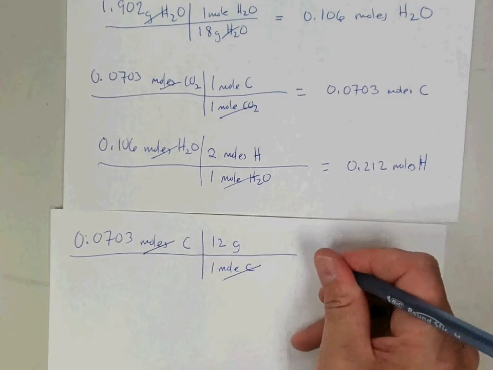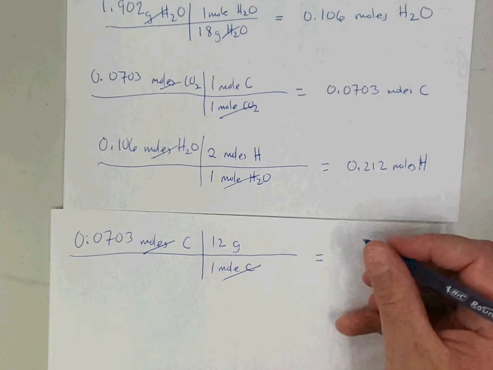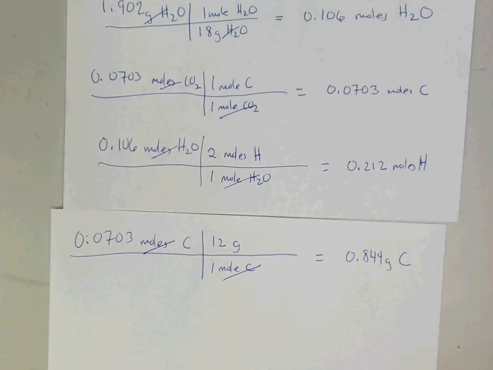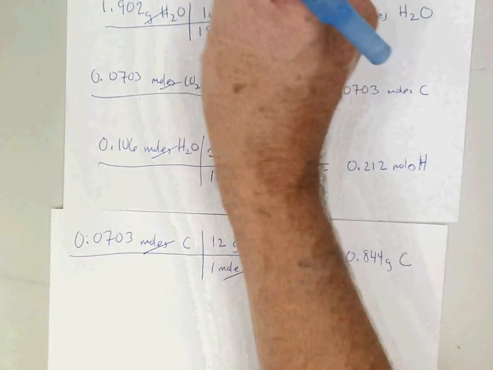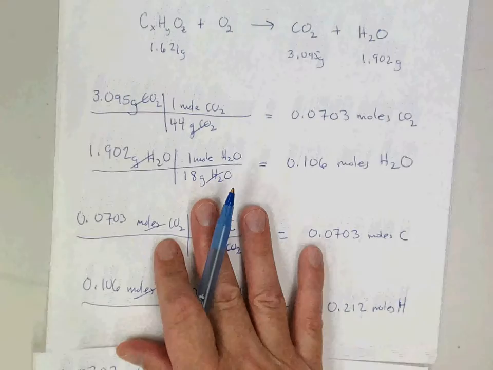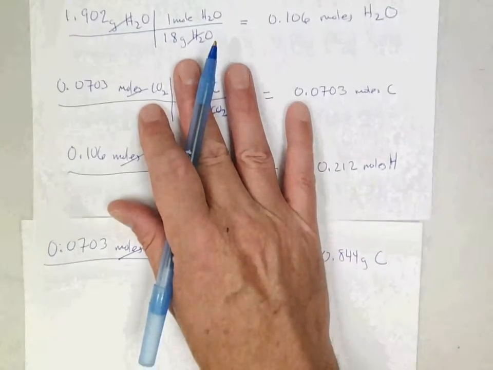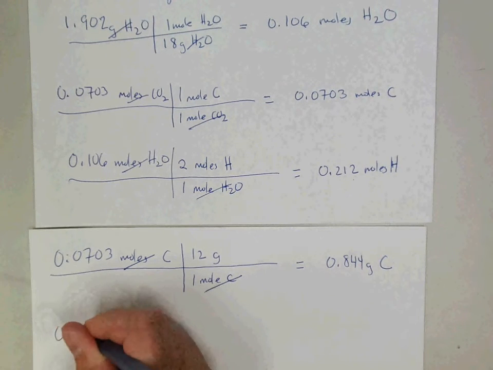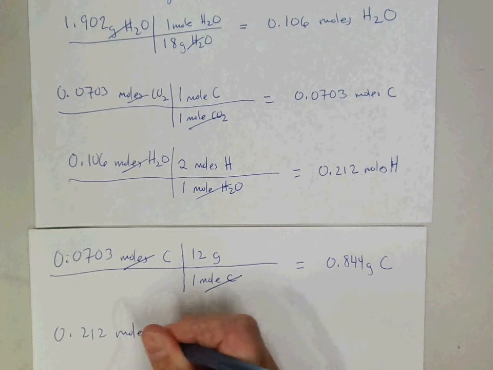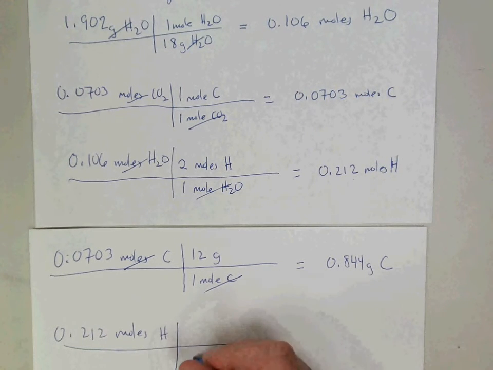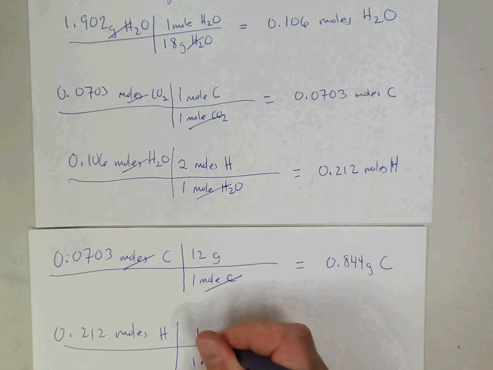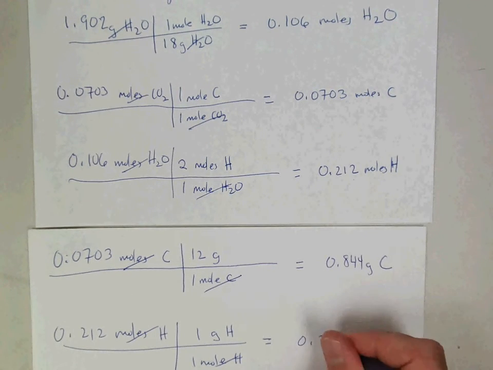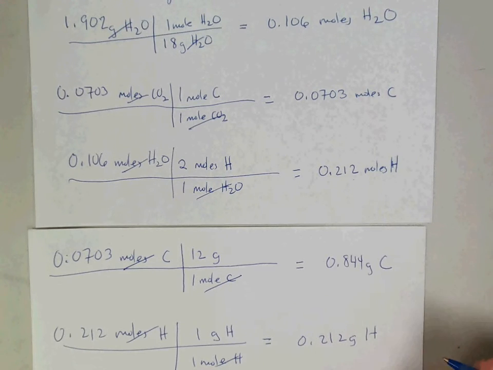So this number times 12 is equal to 0.844 grams of carbon. That's how much carbon contributed to this 1.621 grams of my total sample. So I'm going to do the same thing with the hydrogen. 0.212 moles of H. In 1 mole of H, there's 1 gram of H. And so this is equal to 0.212 grams of hydrogen.